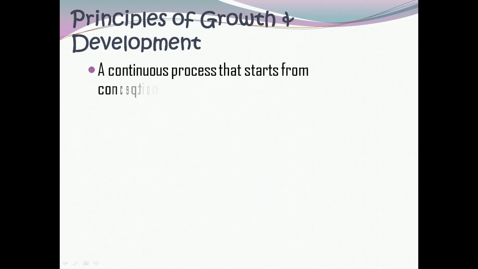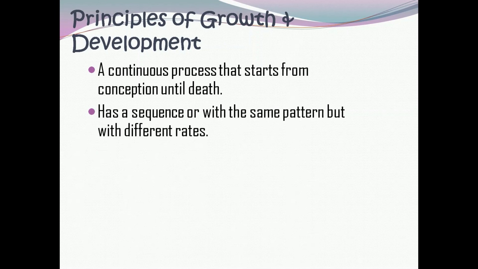Let's now proceed to the principles of growth and development. First, growth and development are a continuous process that starts from conception until death. Number 2, it has a sequence or the same pattern but with different rates. It follows a sequence, meaning growth starts from smaller to higher, and the development of skills starts from gross to refined skills. Regarding the rates, some body tissues mature more rapidly than the others.